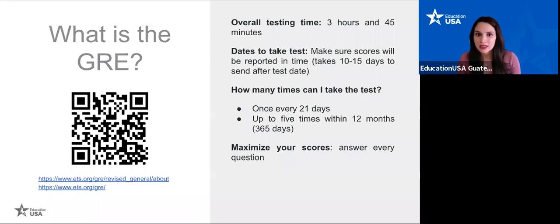How many times can you take the test? You can take it up to 5 times in a year, and you can take it once every 21 days. So if you didn't do as well as you expected, you can take it again. But keep in mind this limit and keep in mind your deadlines. In the GRE, just as the SAT and ACT, you can guess. If you don't know the answer, there is no penalty for guessing an answer. So aim at answering every question to maximize your score.